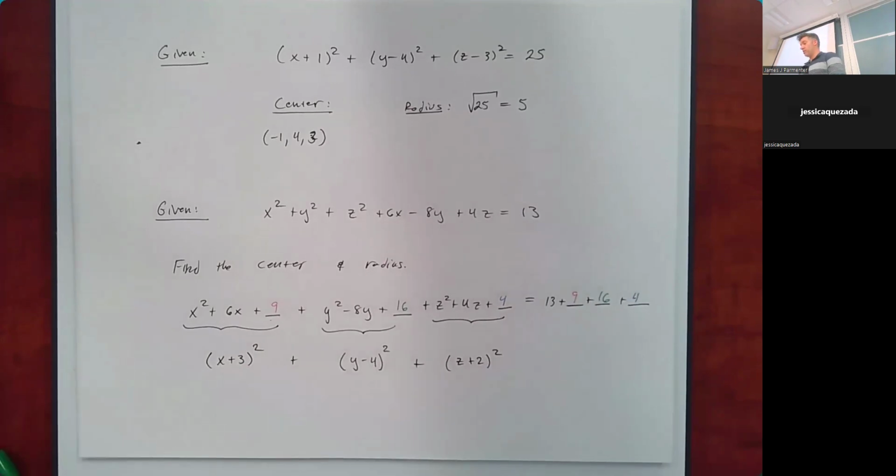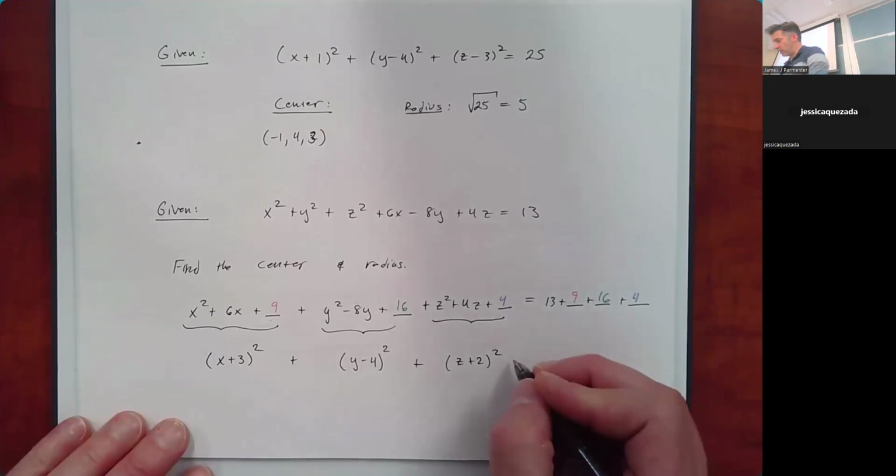One thing I've noticed over the years is that whenever you're completing the square and writing it as something squared, the thing that you have right there is always just the half of that. So half of positive 6 is 3, half of negative 8 is negative 4, half of positive 4 is positive 2. It always works that way.